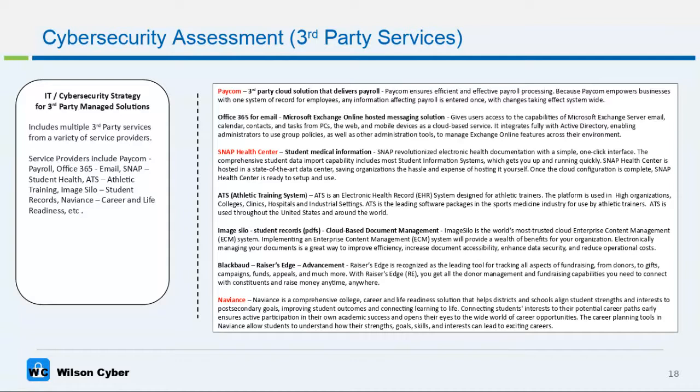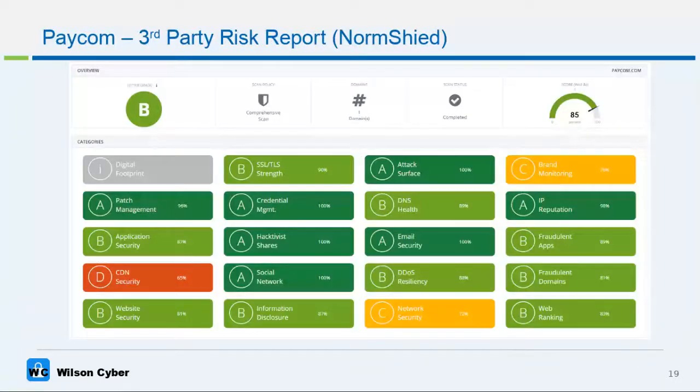So I'll walk through the results of the independent assessment conducted by Norm Shield for each of those three: Paycom, Snap, and Naviance. Starting with Paycom, this is the third-party risk report, again from a company called Norm Shield, who provides risk reports. You can have them do this for any of your third-party providers. But this is an independent assessment conducted by Norm Shield.